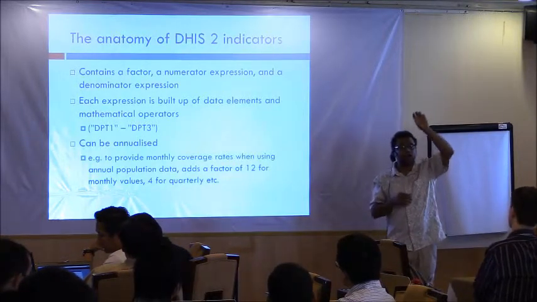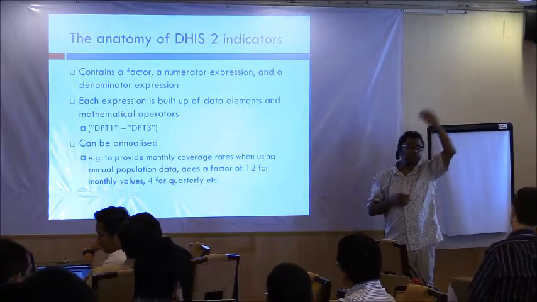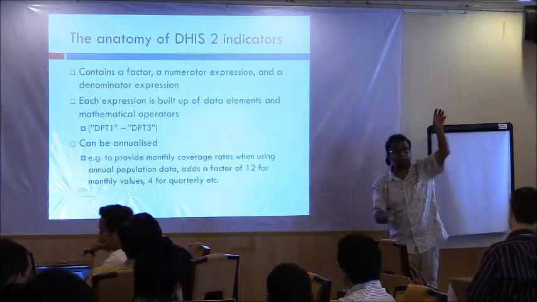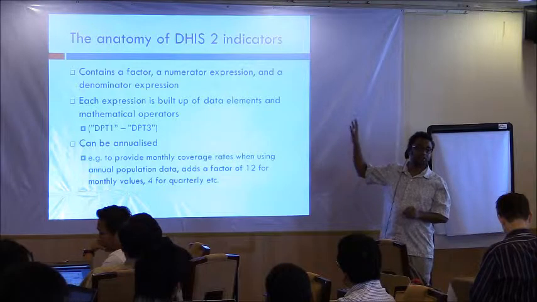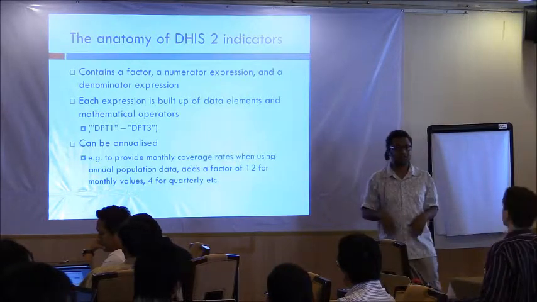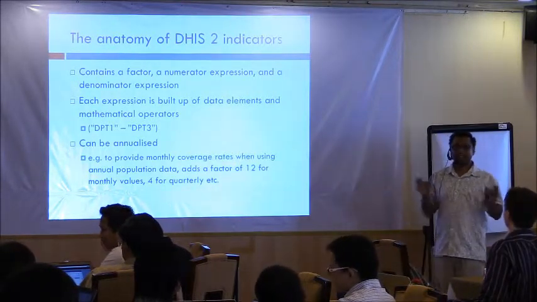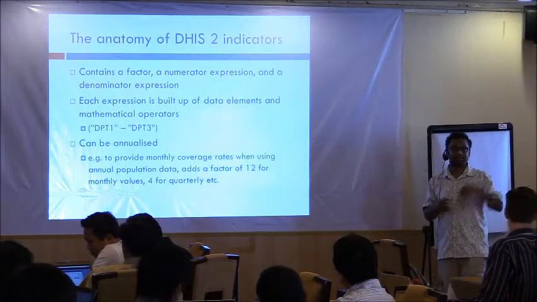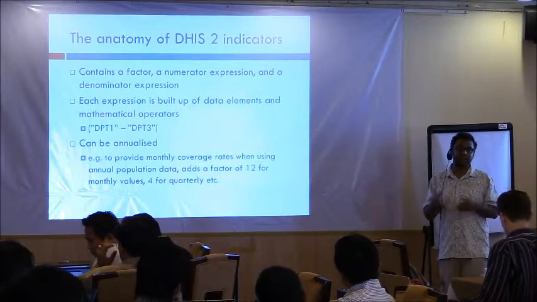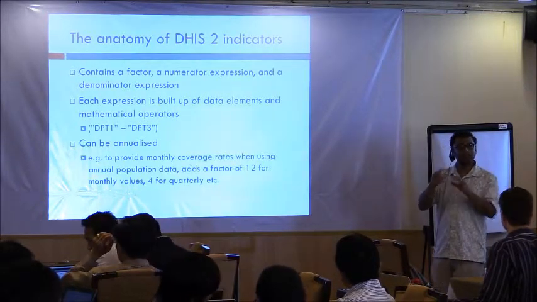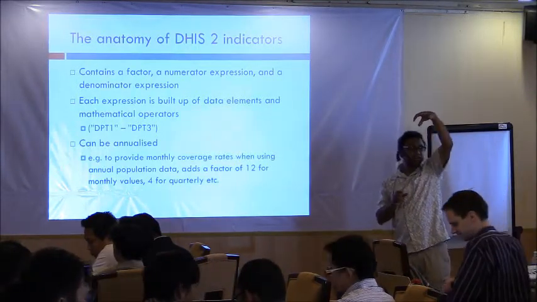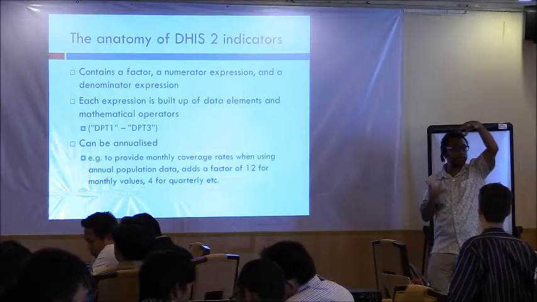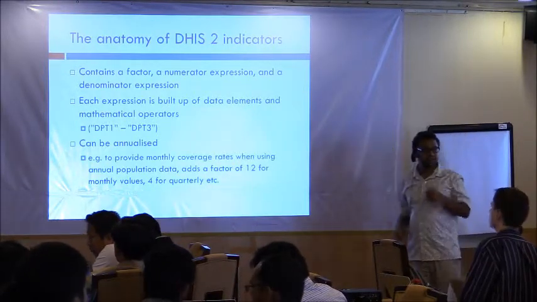If you have a numerator and denominator with different periodicity, always click the annualized button in DHIS, and don't worry about what happens behind the scenes. Usually we multiply the numerator by 12, or by 4 if it's quarterly. So don't worry, just click. Just understand: numerator with a different periodicity, denominator with a different periodicity, annualize. Okay?